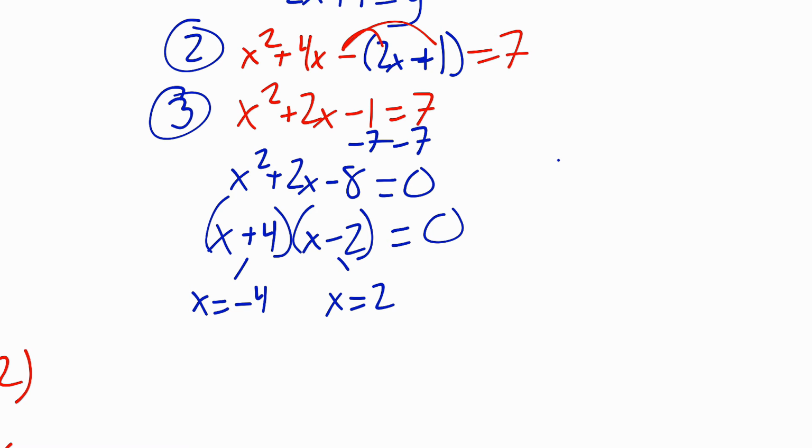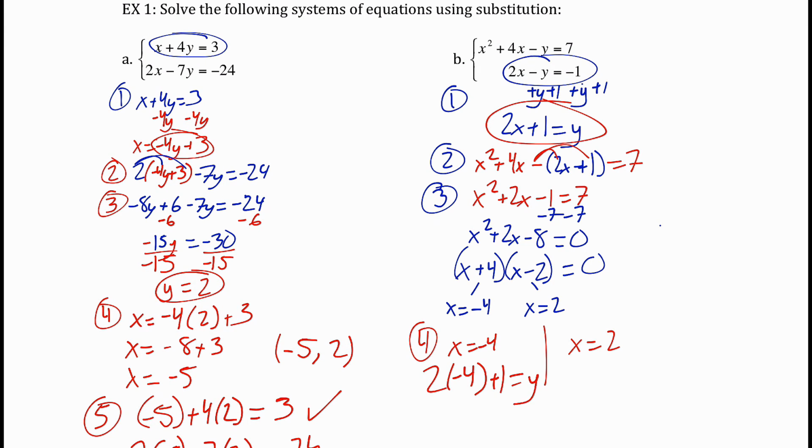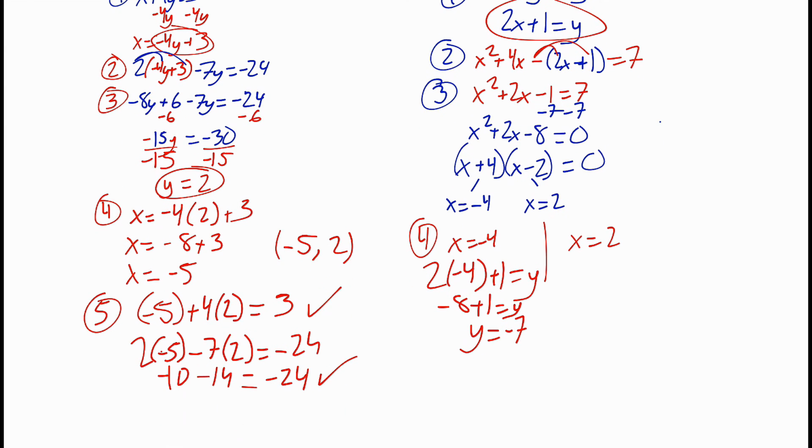Now for step 4, we got to solve for the other variable. Now the problem is we have two x values. Well, that means we're going to have to solve it twice. So let's start with x equals negative 4, and over here we'll do x equals 2. So we're going to go through and plug it back into what we found in step 1. So we have 2 times that negative 4 plus 1 equals y. So 2 times negative 4 is negative 8 plus 1 equals y. So we end up with y equals negative 7. So one of our solutions is negative 4 comma negative 7.